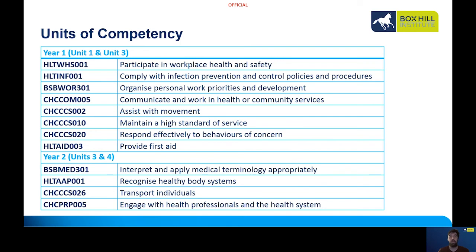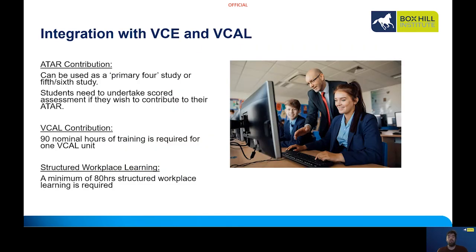So how VETDSS Schools integrates with VCE and VCAL. With VCE, your Certificate 3 in Allied Health Assistance can be used as a primary 4 study or 5th and 6th study. So what that means is it can count as your primary 4 for your VCE for your ATAR score, or it can obviously be used as a 5th or a 6th as well.